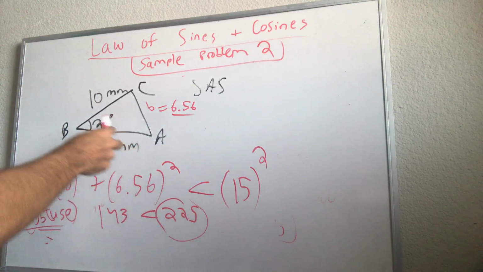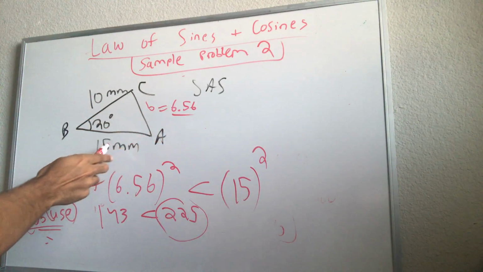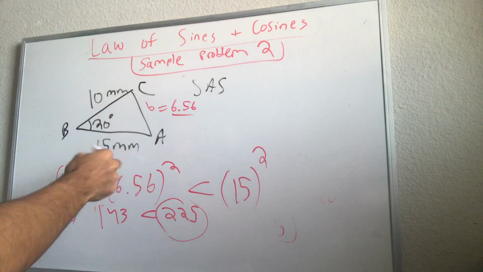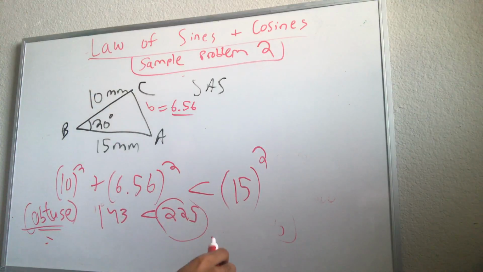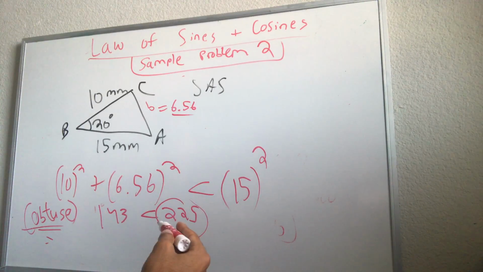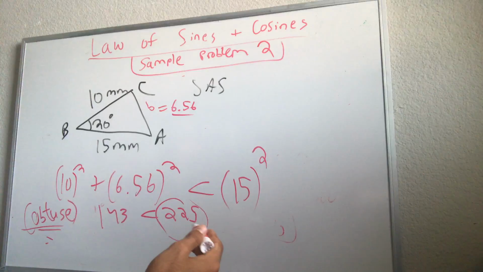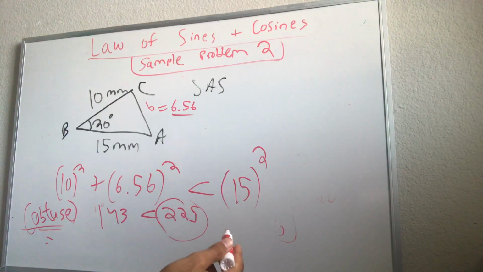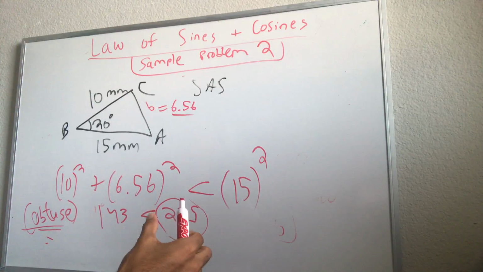And clearly, we know that this is 10, this is 6.56, this is 15. Therefore, the largest angle is obviously going to be opposite the longest side. Again, that's another rule that you should be aware of: the smallest angle is opposite the smallest side, and obviously the largest angle is opposite the longest side. So that's the idea that you should know.